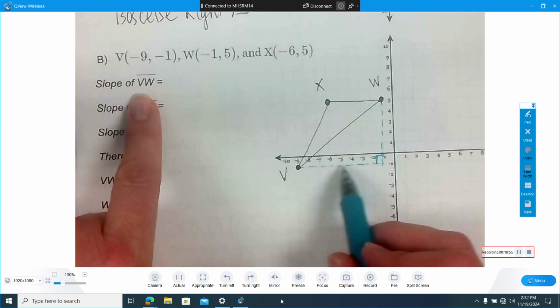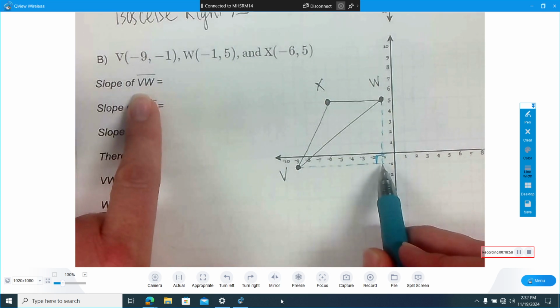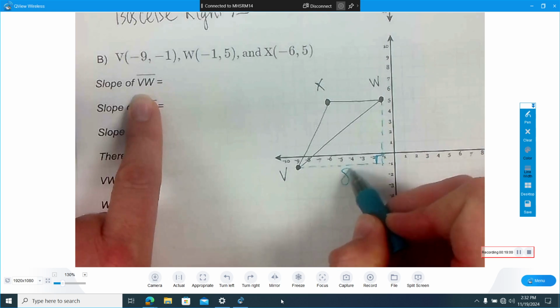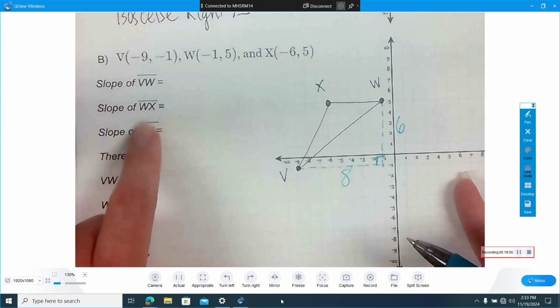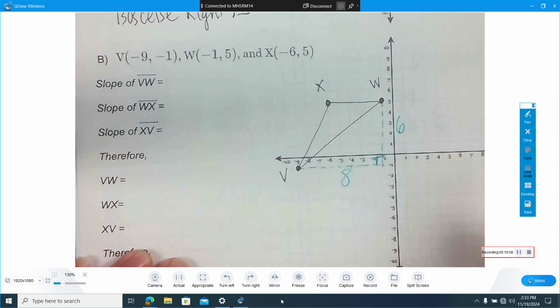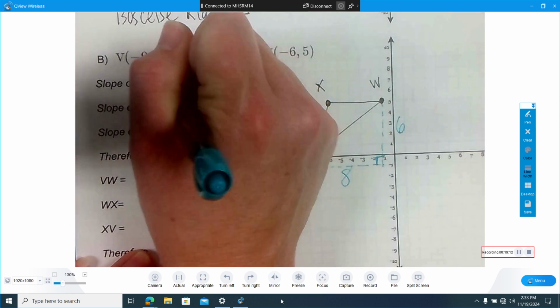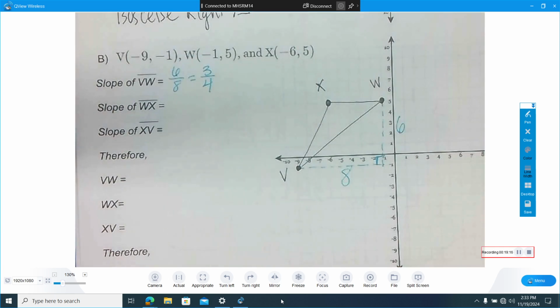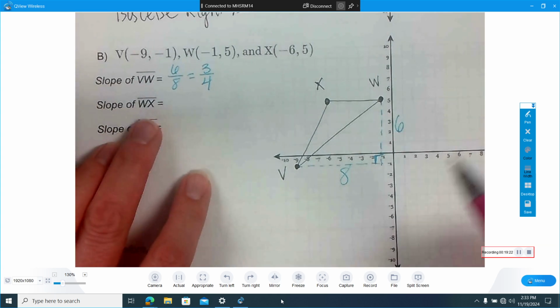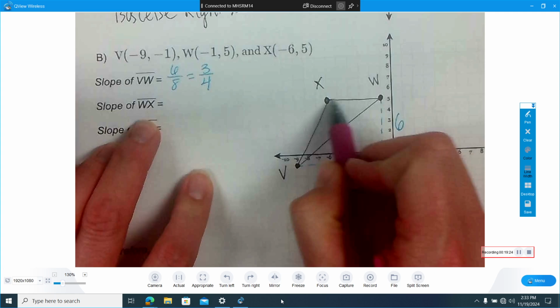So what's the slope? Let's see. How long is my horizontal bit? 8. And what's the vertical? 6. And so the slope is 6/8, which reduces to 3/4. It probably does want you to reduce fractions, I would assume. All right, WX.